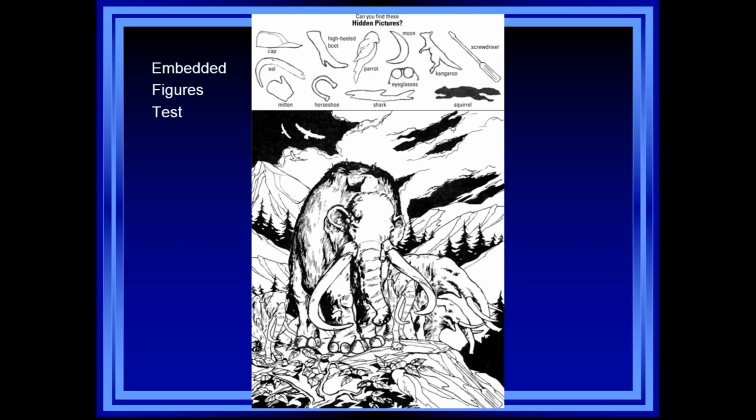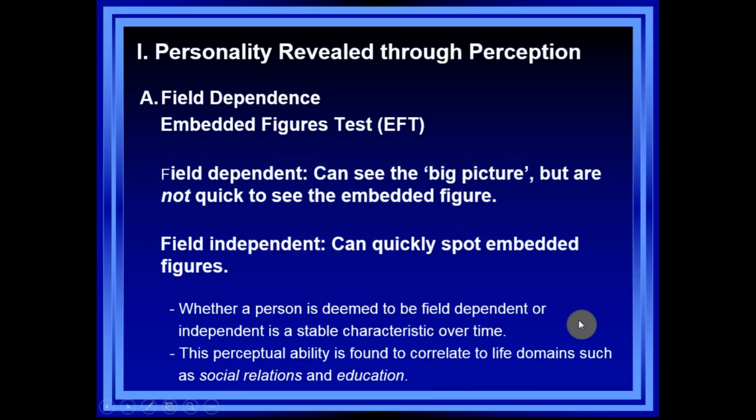Okay, so here's what researchers found out. However long it took you, there's 12 objects on top, and all 12 of these are somewhere in this big figure down here. So however long it took you to find those puts you into either field dependent or field independent. Look, our F got a little tiny there, isn't that funny? However long it took puts you into what they call field dependent or field independent.